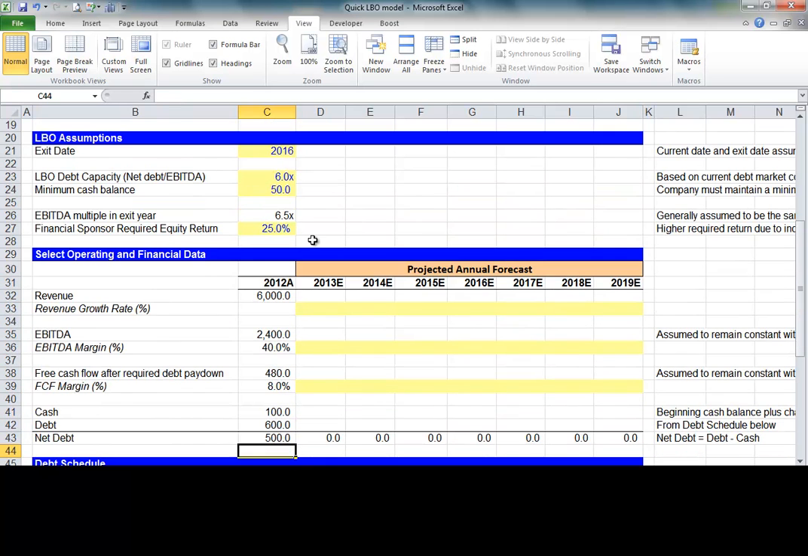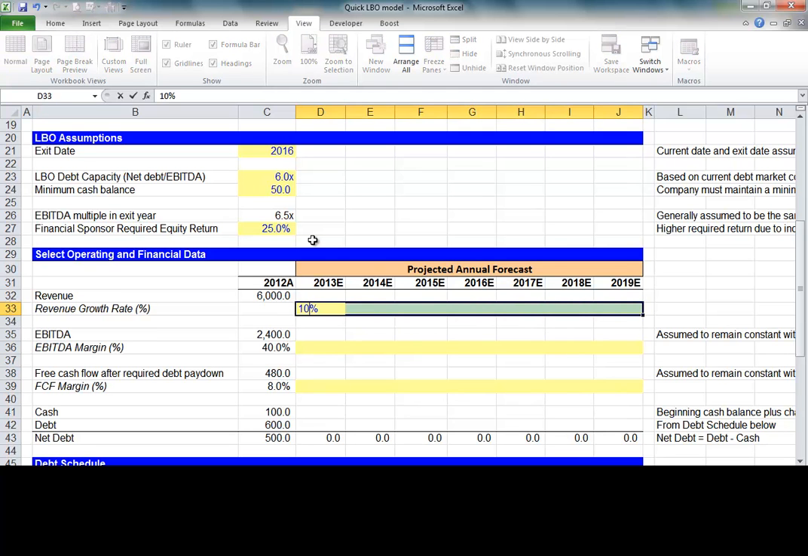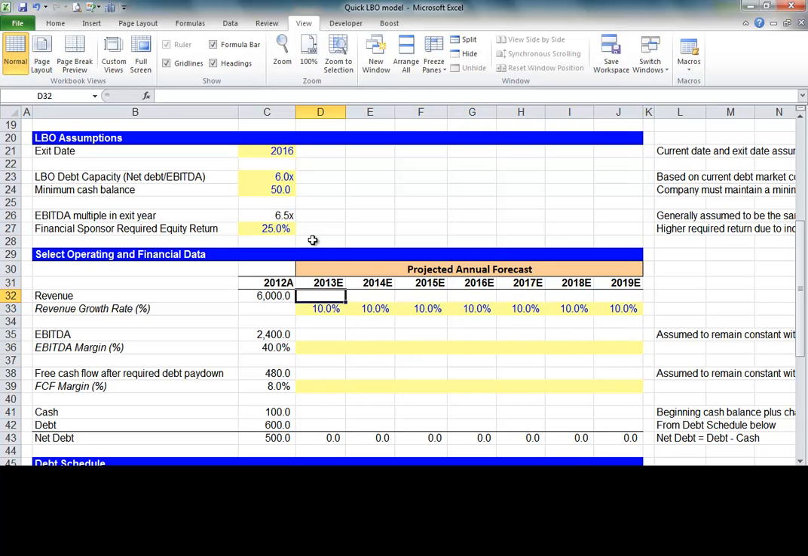And what we'll do quickly, we'll build up some financial statement information. We're not going to build a complete three-statement financial model, of course. We just need a little bit, just doing a high-level overview of LBO. So for simplicity, we're going to assume revenues will grow at 10% each year. So they had $6 billion in revenues in 2012, and we're going to grow each year's revenues by 10%. Again, then just copy that out.